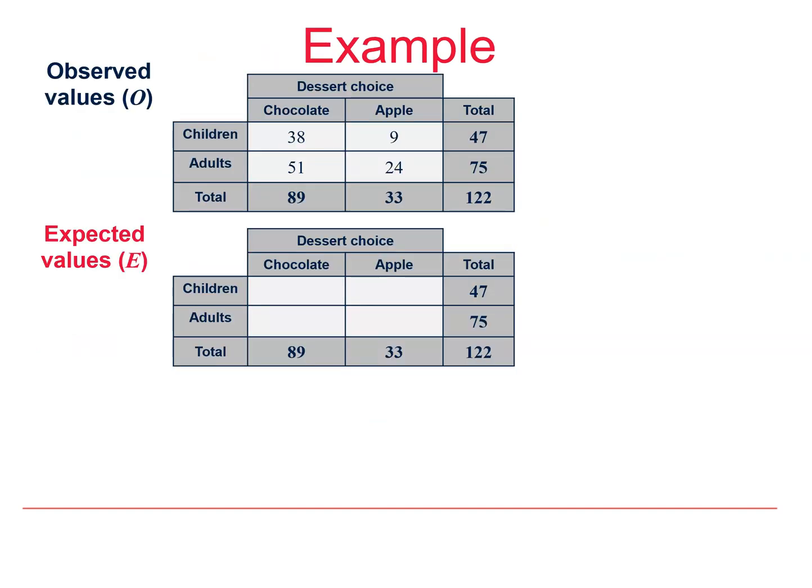Pause the video while you fill in the expected values table. OK, for children choosing chocolate, you should have got a probability of 89 out of 122 times 47 out of 122, and multiply that by 122. So those cancel. It's 89 times 47 divided by 122, and you get 34.29. You can now work out the rest just by subtracting from the totals. And of course this makes sense given that there is only 1 degree of freedom. And you get a completed table like this.